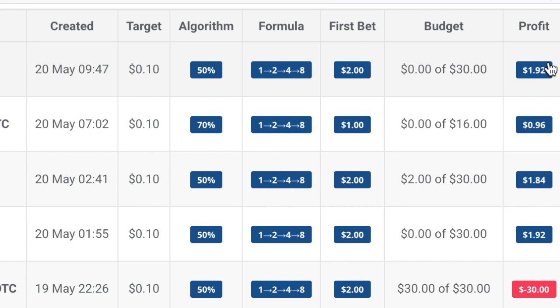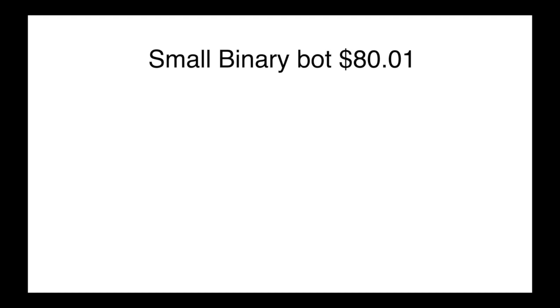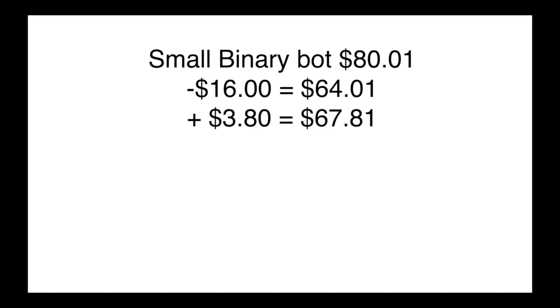So let's have a look what that adds up to with profit and losses. What I did was I added up all the profits, and that came to $80, up until the first loss, which was that minus 16. So that took my profit down to 64.01. Then I had some more pluses, which added up to $3.80, which took my profit back up to 67.81.